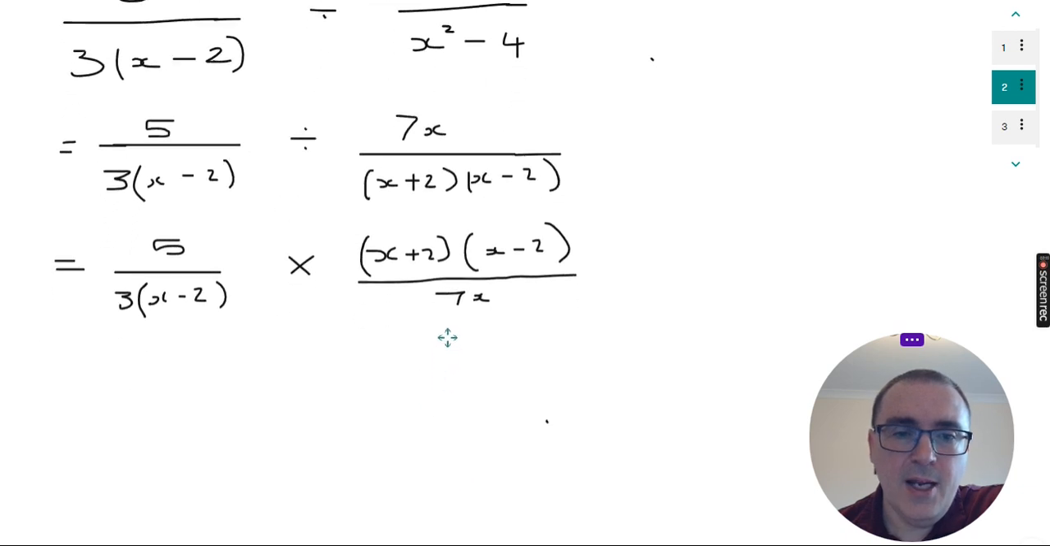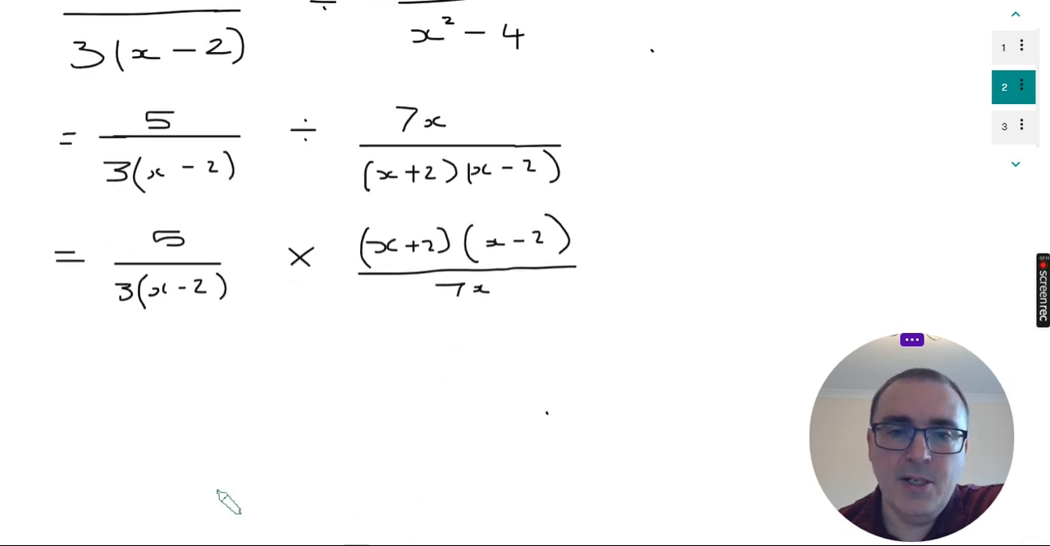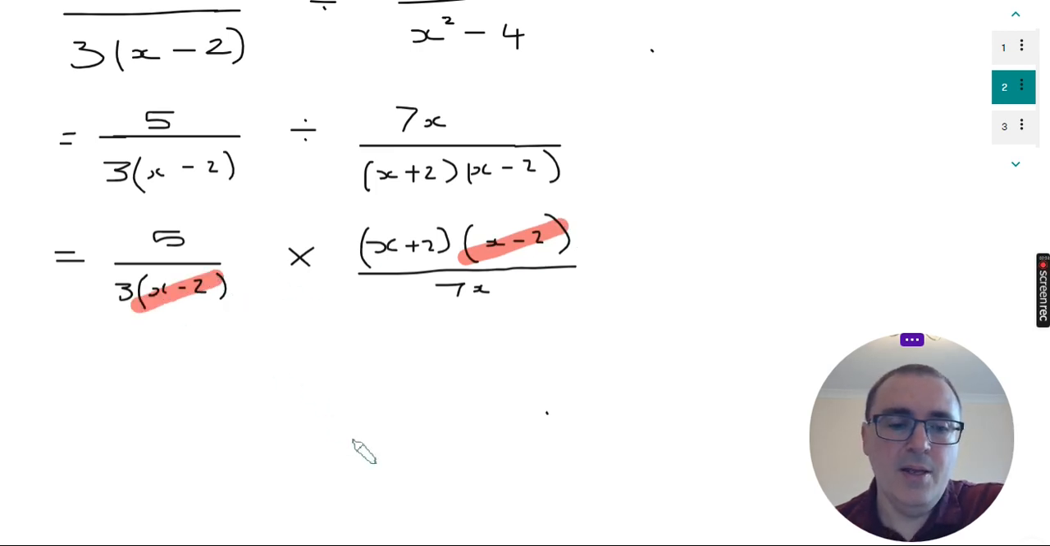So the next thing to do is to cancel out the factors which are the same on the top and bottom of both fractions. As you can see, we have an x minus 2 here and an x minus 2 here. So these two will cancel out because they divide to give 1.